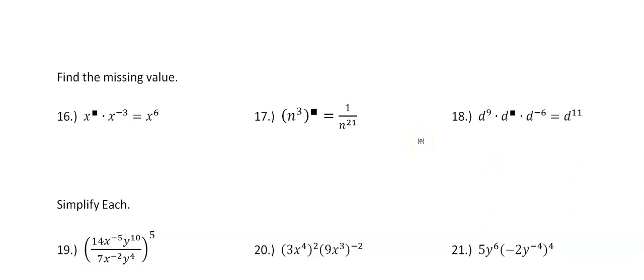These guys, looking for the missing value here. Here it's multiplication, so I would be adding the exponents. So in other words, what plus a negative 3 equals a 6? And the answer there is a 9. 9 plus a negative 3 equals a 6.